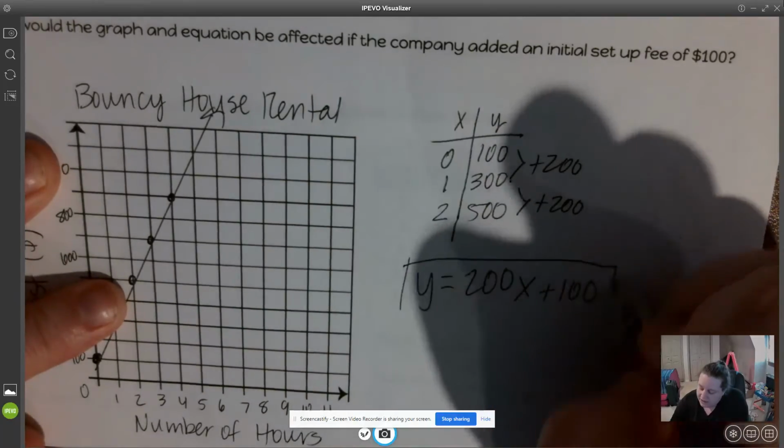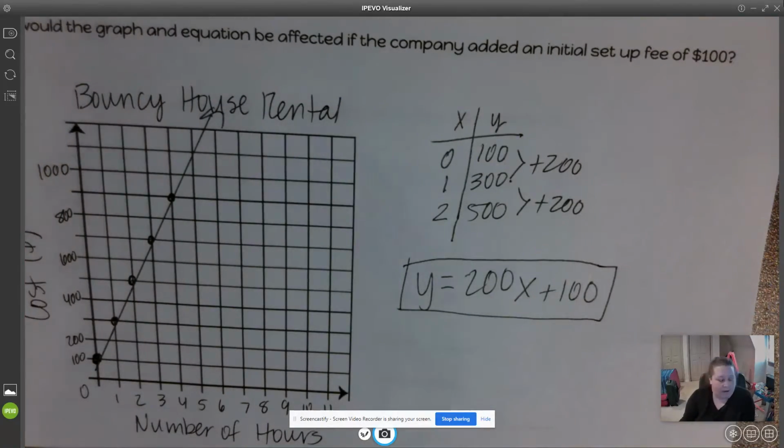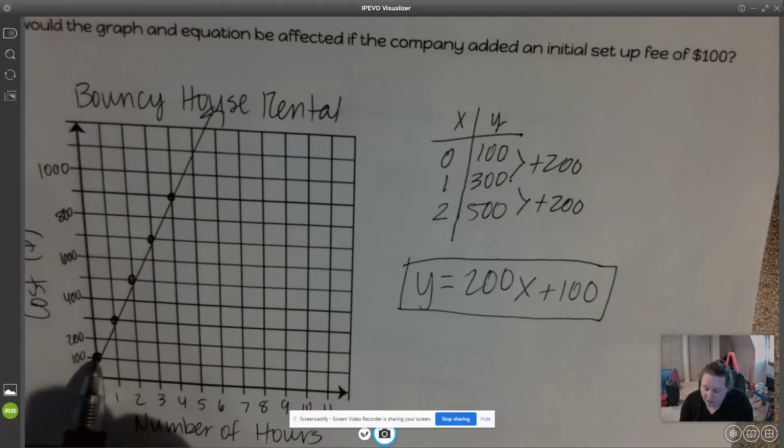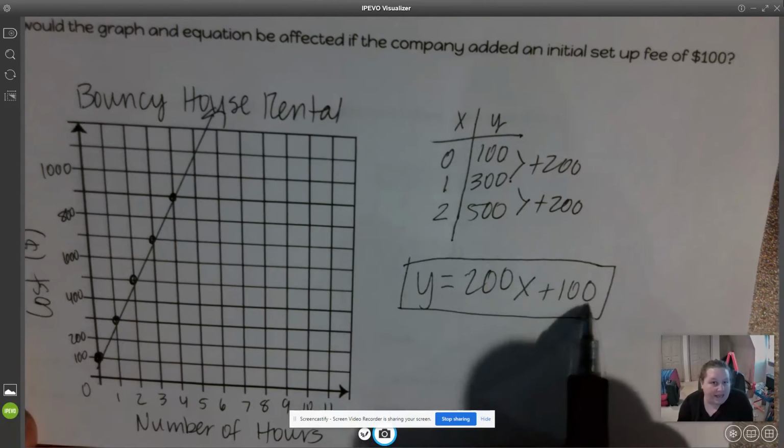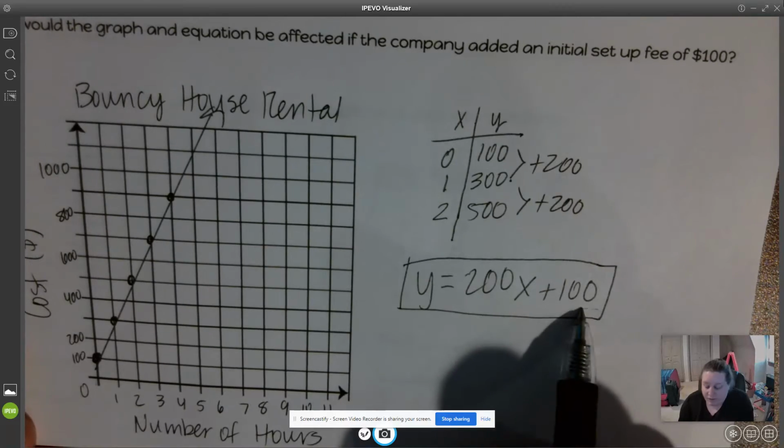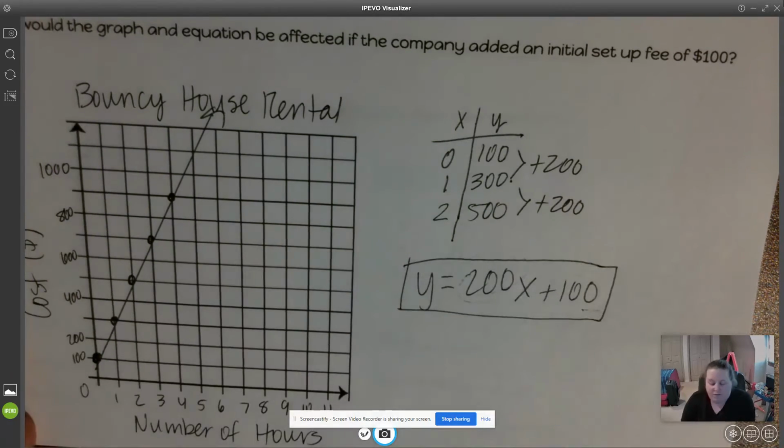So this right here is what we call slope-intercept form. So when I don't start at 0, I start at some other number on the y-axis, we call that our y-intercept, which is the 100 we see here, and we still have our slope, which is what we're increasing by that constant rate over time.